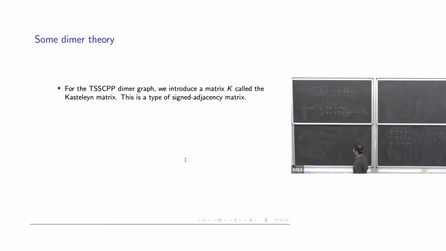Right. So let me mention a few things about how we got this formula. Okay. So for the TSS CPP graph, it looks like this, right? Okay. So this is one of size 2. Okay, so this is my TSS-CPP graph. And I'm going to introduce a matrix called K. So this is the Kasteleyn matrix. Okay. So K is just indexed by the vertices in my graph. Okay. And this is 0 if x, y is not an edge. Okay. And it's plus or minus 1 if x and y is an edge.